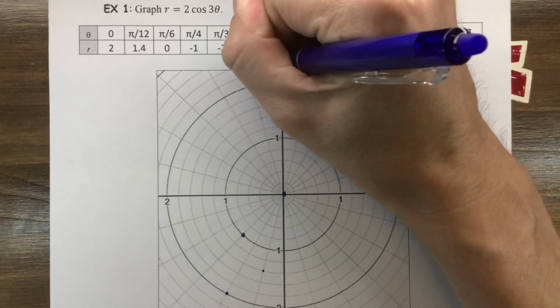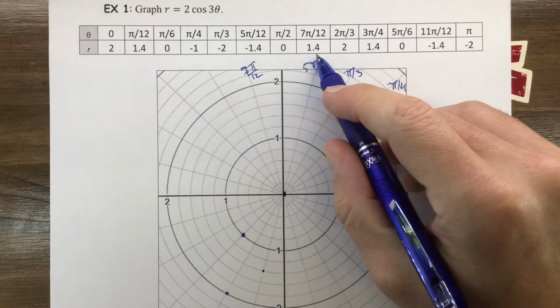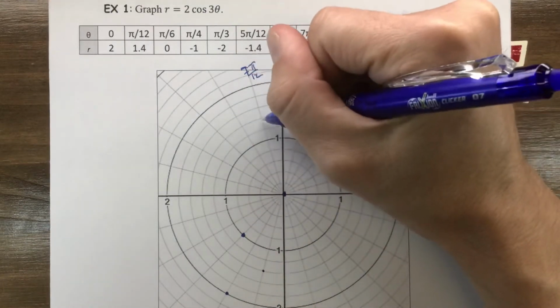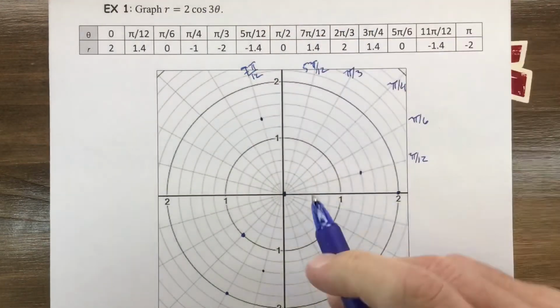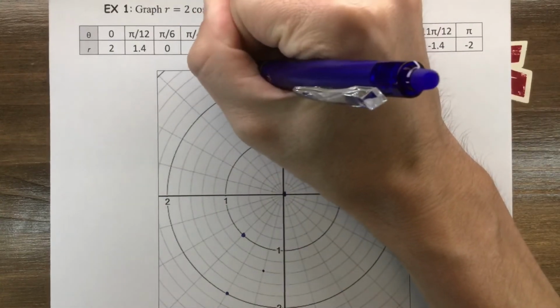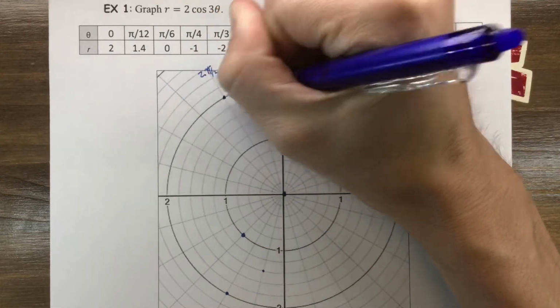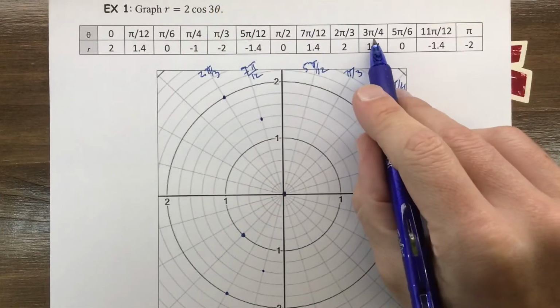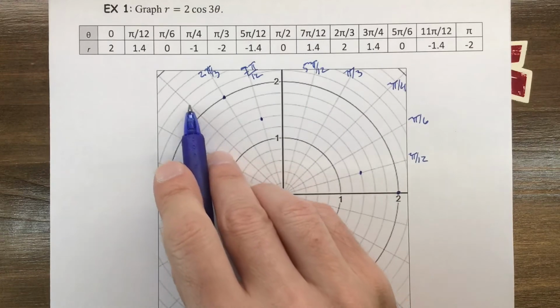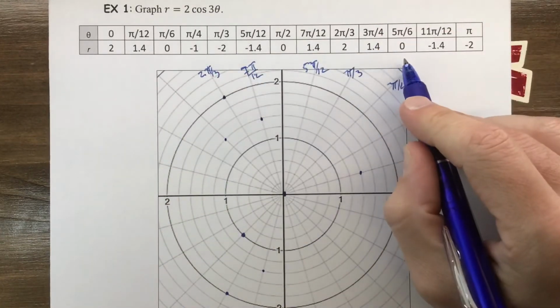Let's get that, 7 pi over 12. And that would be at 1.4. Okay, so in that direction, we're here. 2 pi over 3 is right here. 2 pi over 3, 2/3 pi. That will be at a 2. We're at a 2 there. 3 pi over 4, right there at 1.4 at that point.